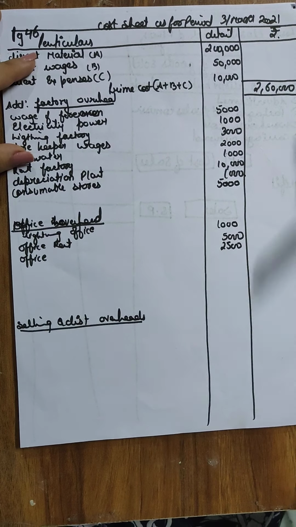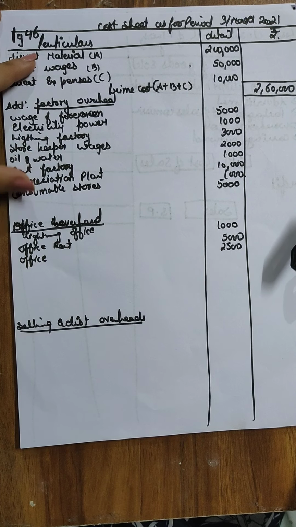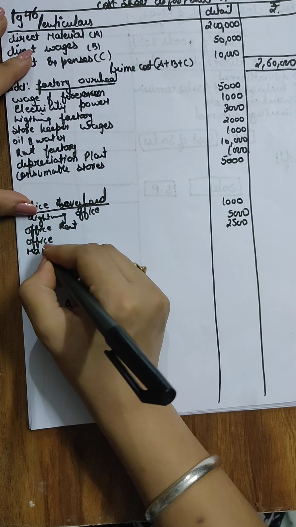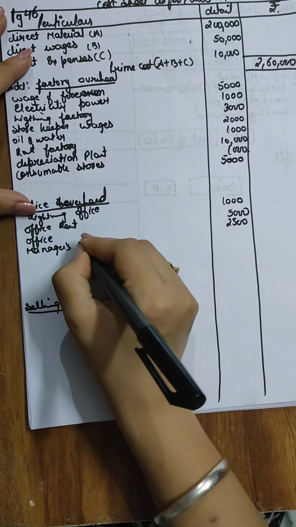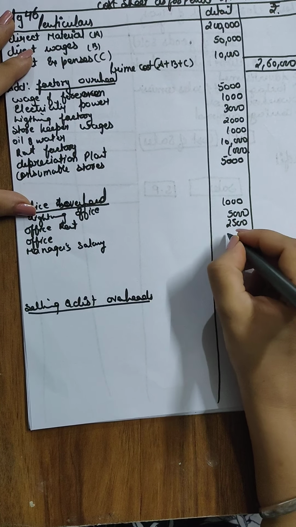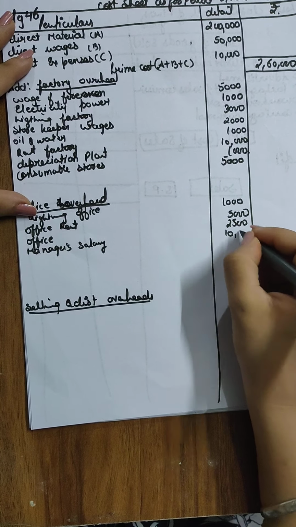Then is manager's salary. So manager is basically the one who is in the office. So I'm going to write over here manager's salary. It comes to me as 10,000 rupees. So I'm writing down over here 10,000.